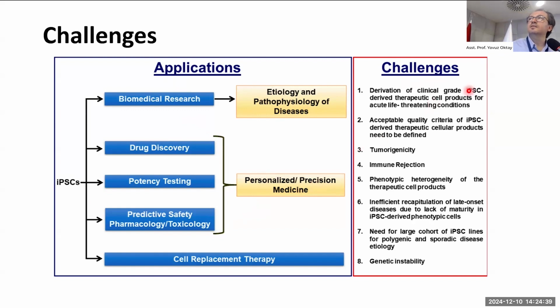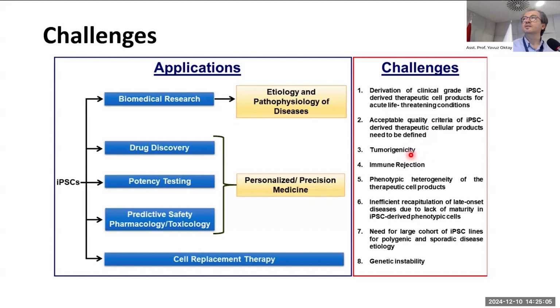Some of these include derivation of clinical grade iPSC-derived therapeutic cell products for acute life-threatening conditions. This is not as straightforward as it may seem. And acceptable quality criteria of iPSC-derived therapeutic cell products need to be defined. So this is still a gray area. We still need to clarify these.